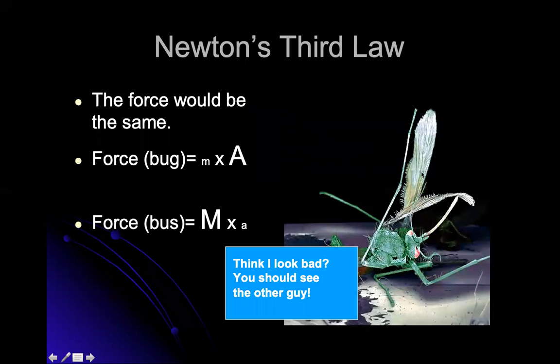First of all, a sweet picture of a squash bug, but the force would be the same. The bug has a small mass, but a large acceleration. Remember, when two objects are going in opposite directions, their accelerations are added together. The bus is coming in one direction, and the bug is coming in the other direction. So the bug has a large acceleration, relatively speaking. The bus has a large mass, but a relatively small acceleration. Okay, so they would be an equal force.